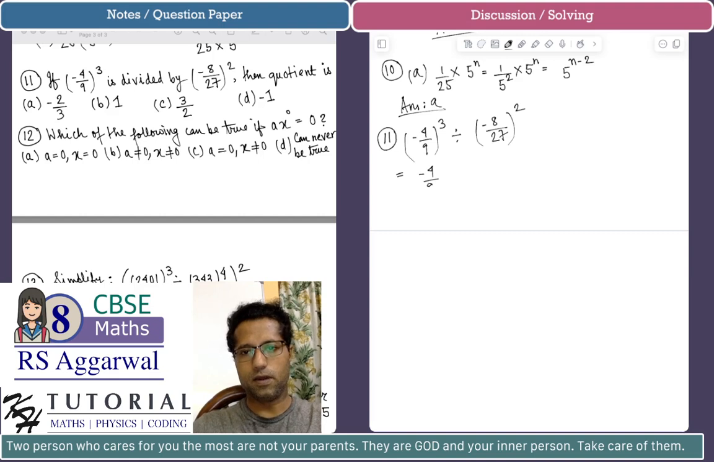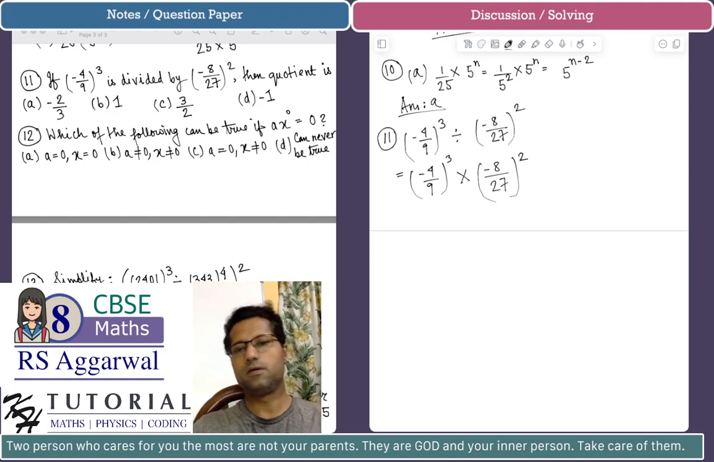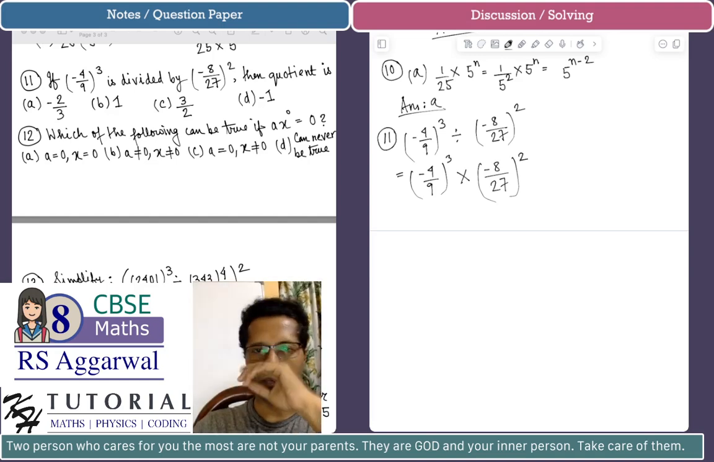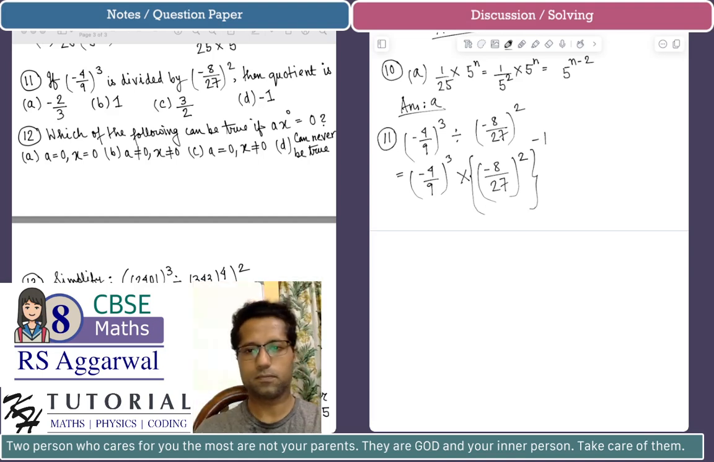Like we have to get rid of the division. So minus 4 by 9 cube, the division will be multiplied by the reciprocal of the divisor. The divisor is this, which was given in the expression. Now its reciprocal will be this whole raised to the power minus 1. So the concept applied is x divided by y is equal to x multiplied by the reciprocal or multiplicative inverse of y, that is y raised to the power minus 1.